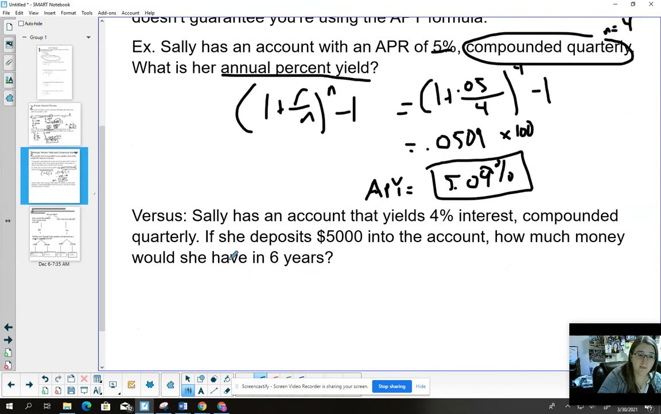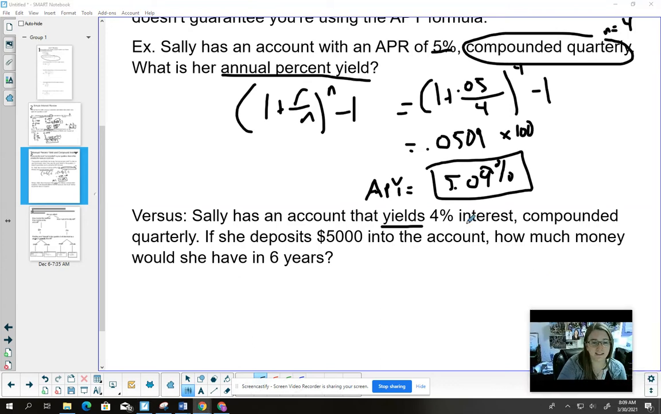Notice in this example, it goes, Sally has an account that yields 4% interest. I know technically they should not be using this word. Some of the problems were written this way from the district. But notice it doesn't say anywhere annual percent yield. It's not even asking for that. It's asking how much money she would have in 6 years. If it does not literally say annual percent yield, it's not going to be that formula. So this one here is not the APY formula.